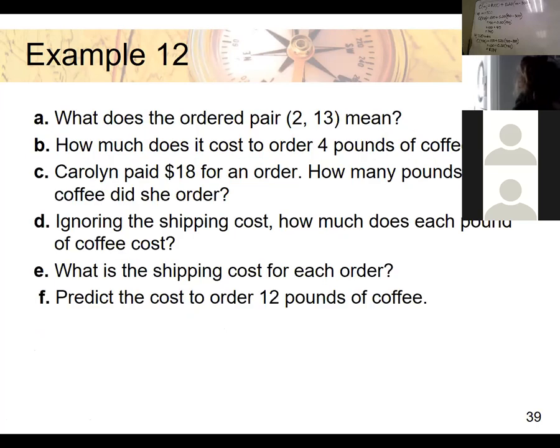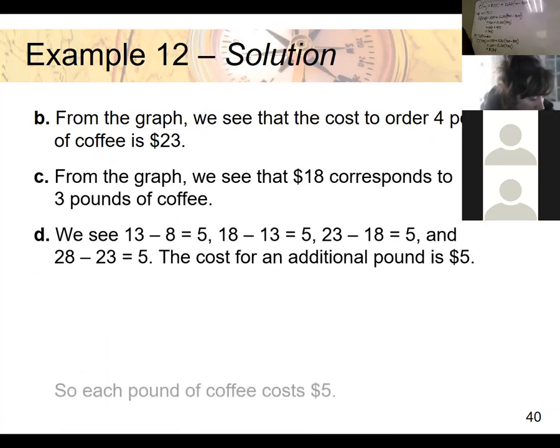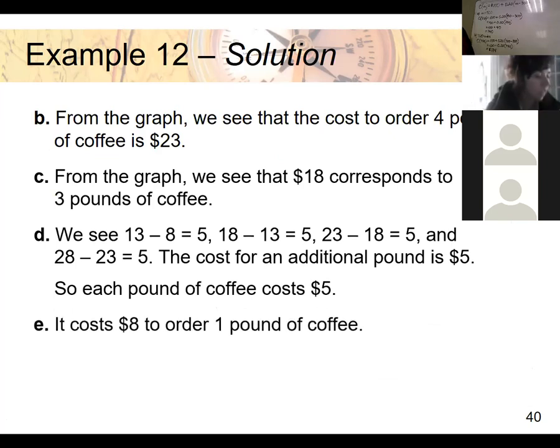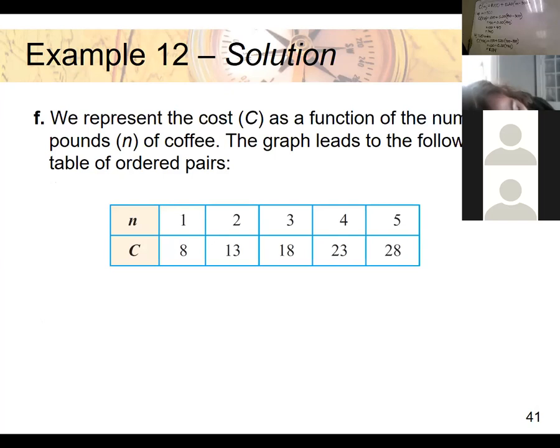And then let's predict the cost to order 12 pounds of coffee. Okay, I'm going to go through all of these slides to this, because that's going to lead us to this table of ordered pairs.